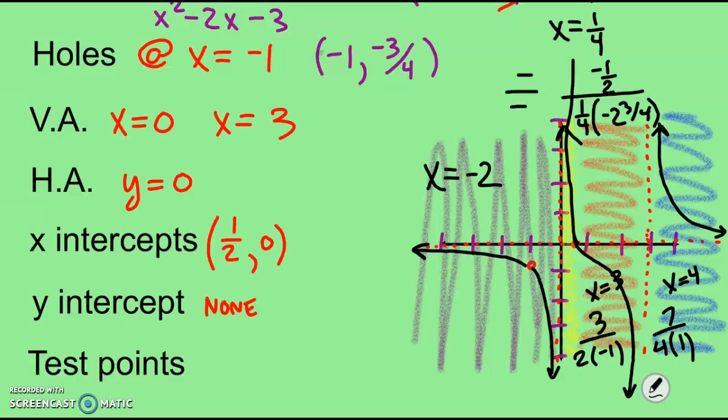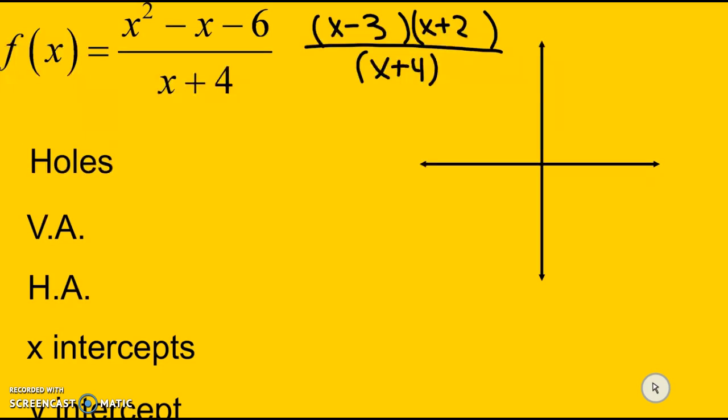All right, so this one has no holes. We factored it already. There are no factors that cancel out, so holes, there are none. Vertical asymptotes. Are there any vertical asymptotes? -4. Good.